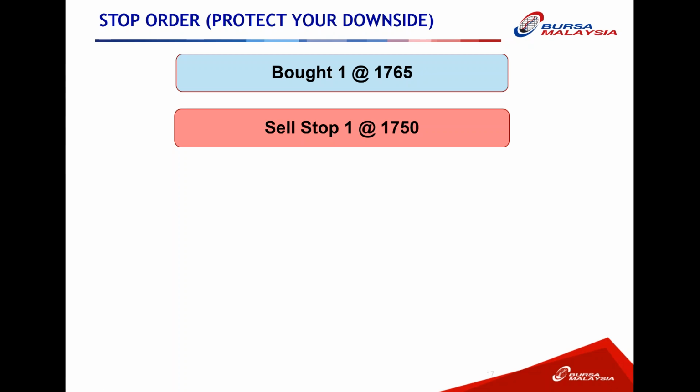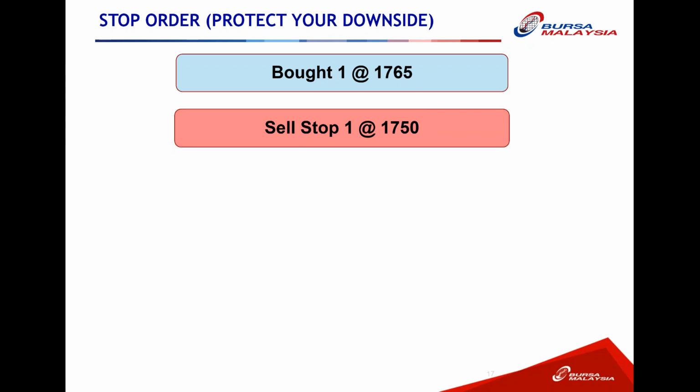Now, these two orders can be keyed in at the same time in your trading platform. I go very slow. You already bought one contract at 1765. Now, you directly queue a sell stop order at 1750. What does this sell stop at 1750 mean? If the market did not go higher and it comes down, reaching 1750, your order will be automatically sold in the market and get done at 1750. And basically, you are suffering 15 points of losses.